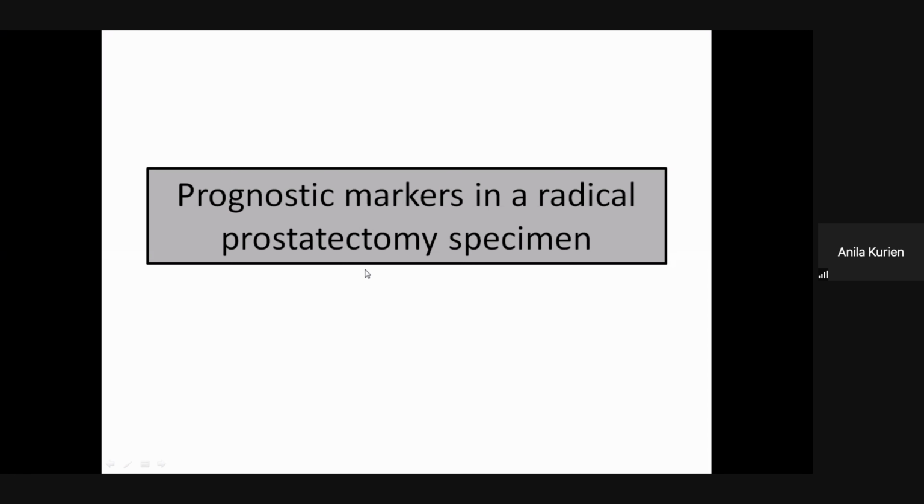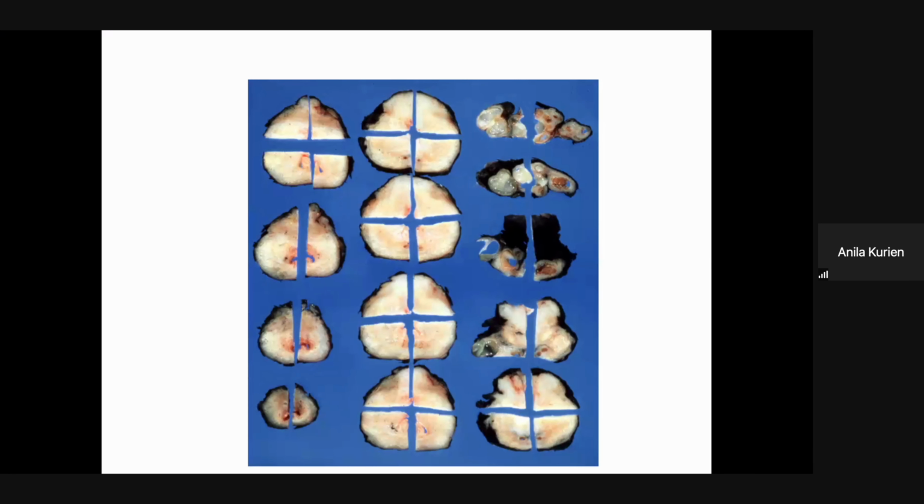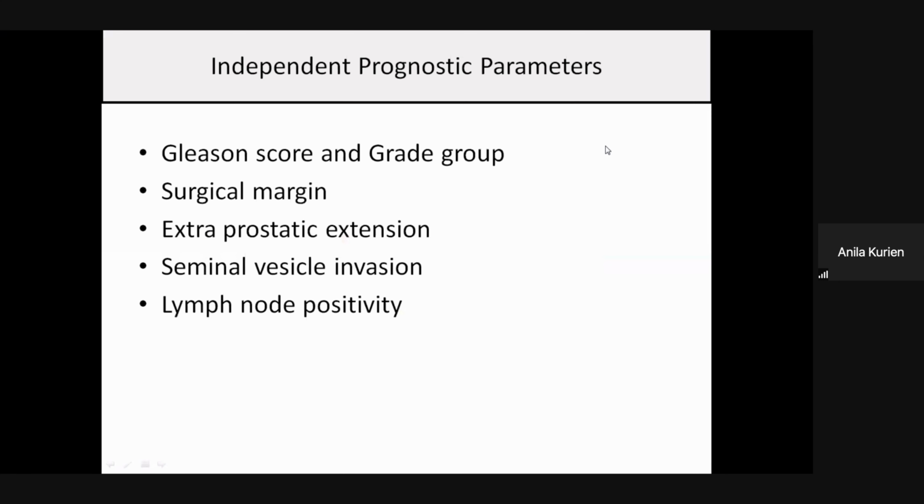And finally, just a slide on a radical prostatectomy specimen. We embed the entire prostate. We divide it into 4 quadrants from the apex to the base to the seminal vesicles. The whole prostate is embedded after inking them and labeling them. So these are the important independent prognostic markers, and just ensure that your report has all of them: the score, the group, the margin status, presence of extraprostatic extension, seminal vesicle, and lymph node positivity.